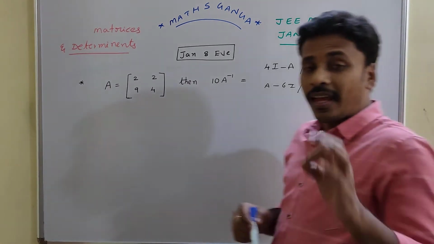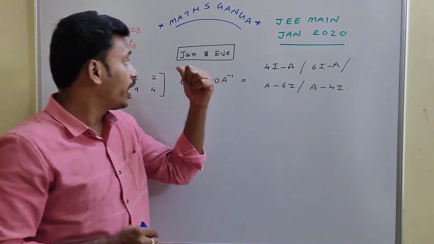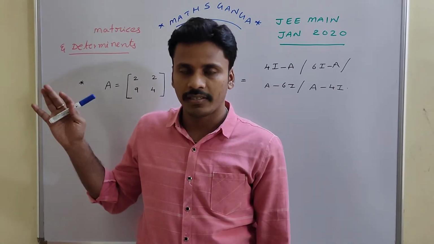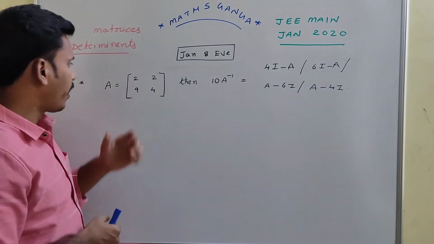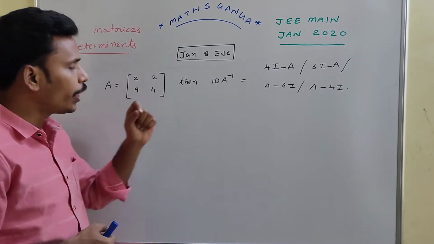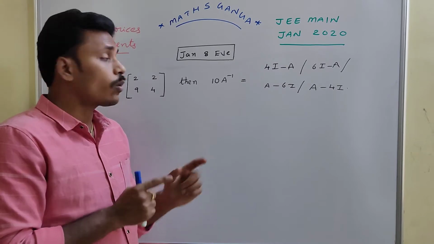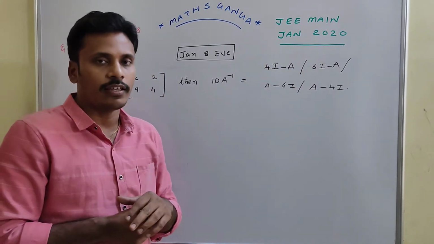Hello students, in this video I am going to handle the questions asked on 8th January evening of JEE Main January 2020 from matrices and determinants. This is a very simple question. A matrix is given like 2 2 9 4 and we need to identify 10A inverse. At the end you need to check which option is equivalent with this 10A inverse.